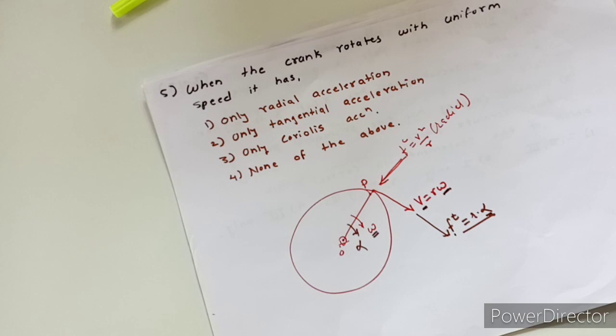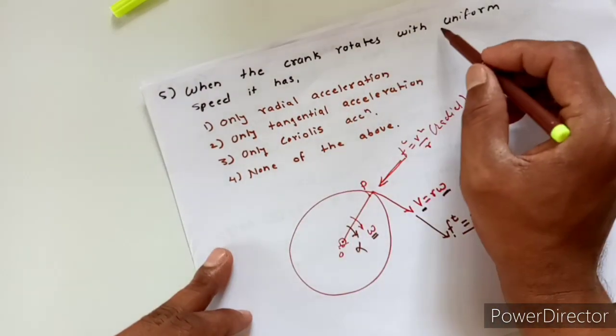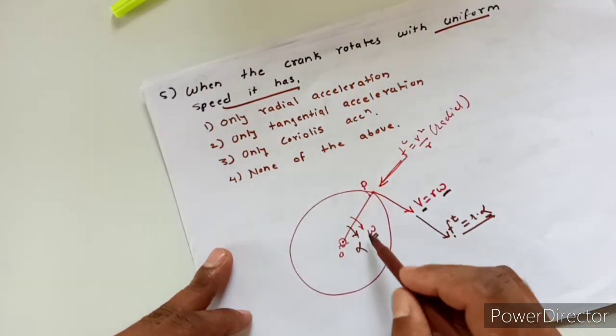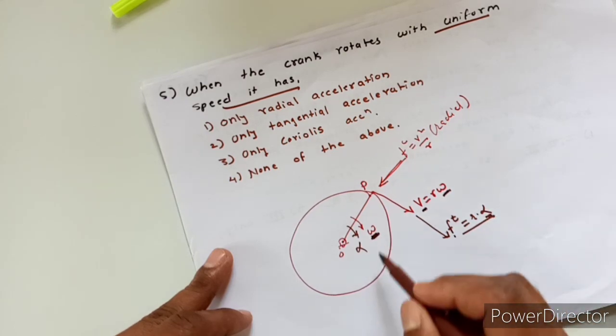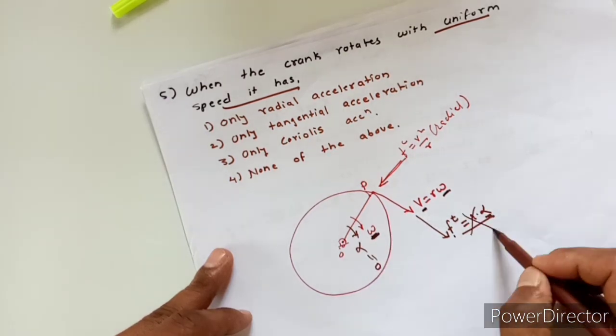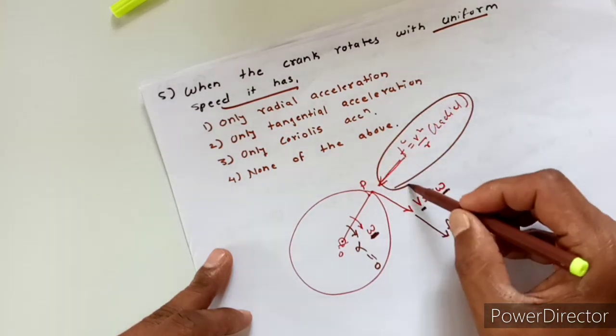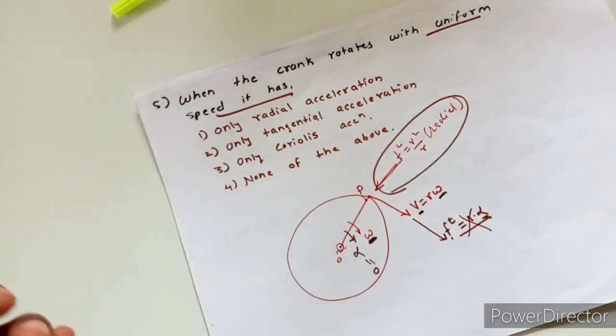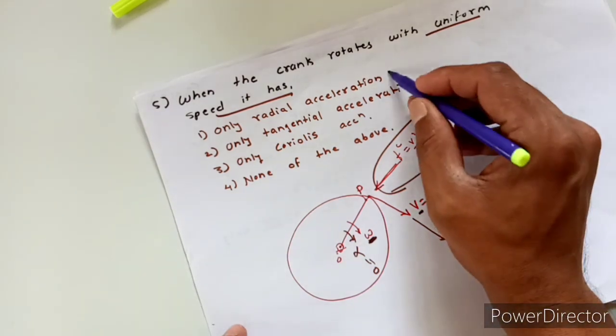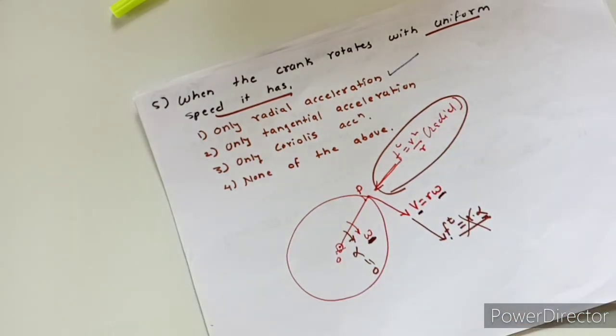Now the question is, the crank rotates with uniform speed, that means omega is constant. So when omega is constant, alpha becomes 0, this component is 0, and there remains only one component of acceleration, which is called the radial acceleration. So this is your correct answer.